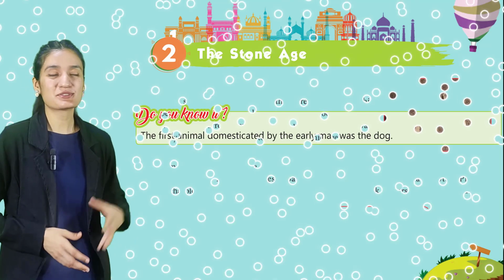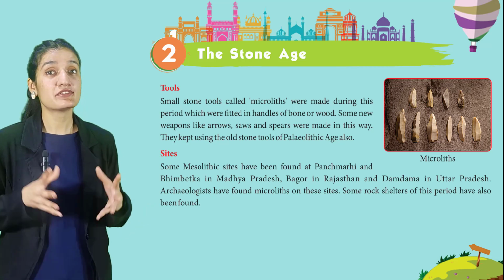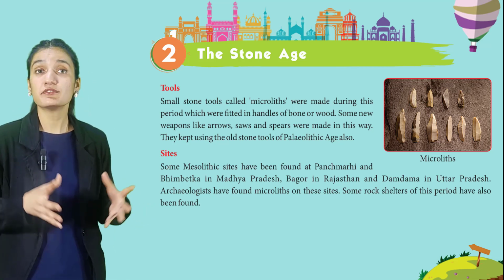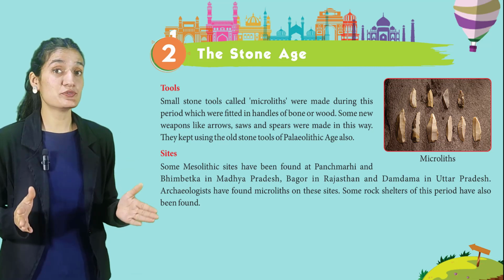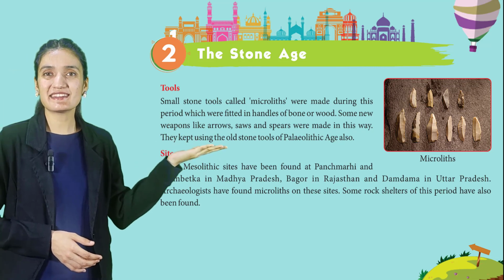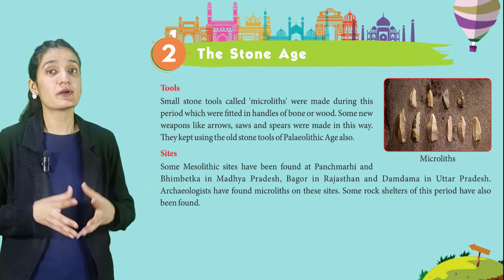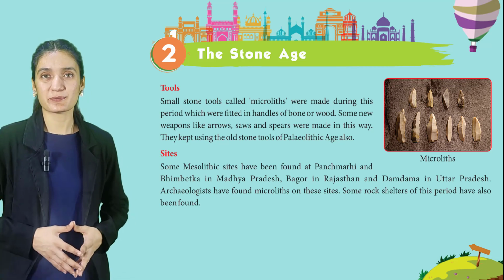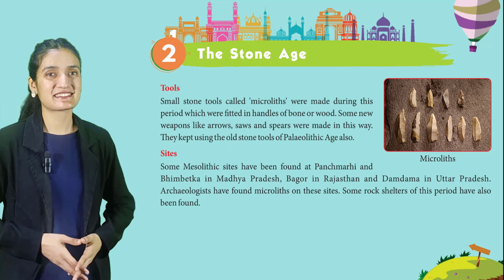Now let's move on to the tools. Small stone tools called microliths were made during this period, which were fitted in handles of bone or wood. Some new weapons like arrows, saws and spears were made in this way. They kept using the old stone tools of Paleolithic age also. Here is the picture showing us microliths.